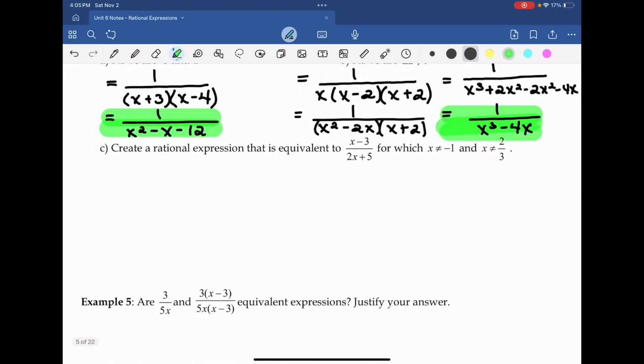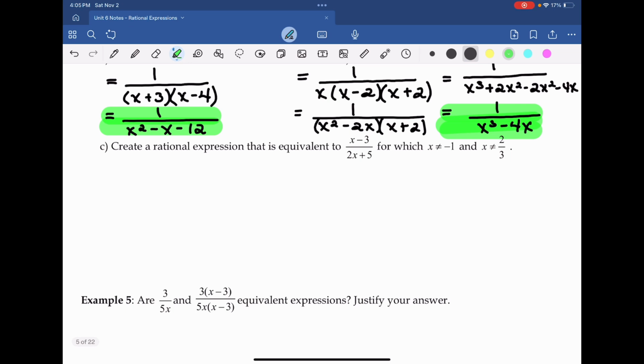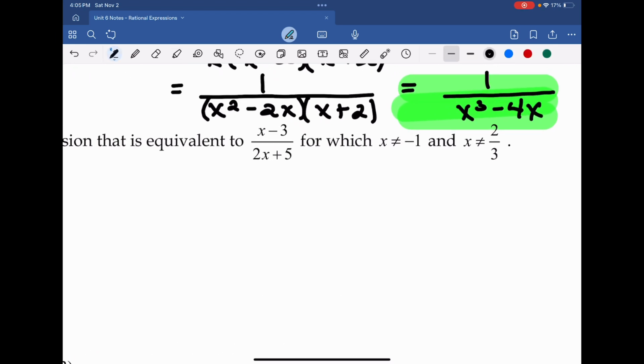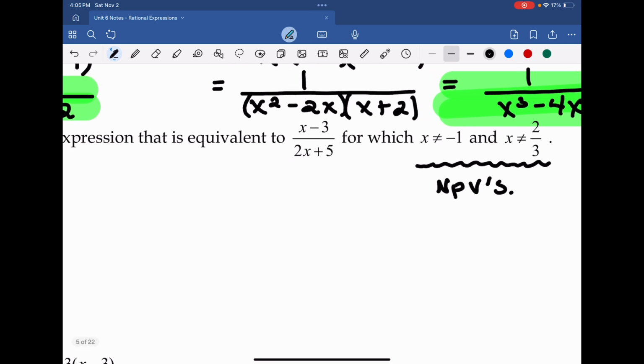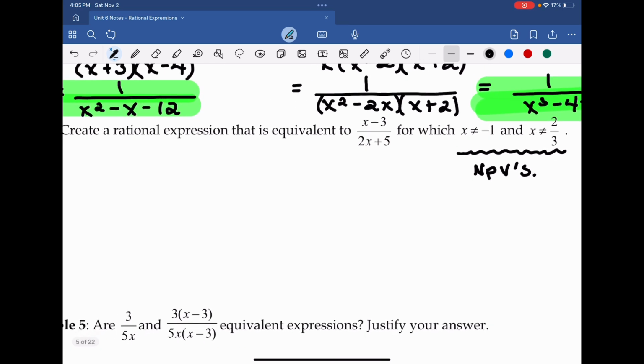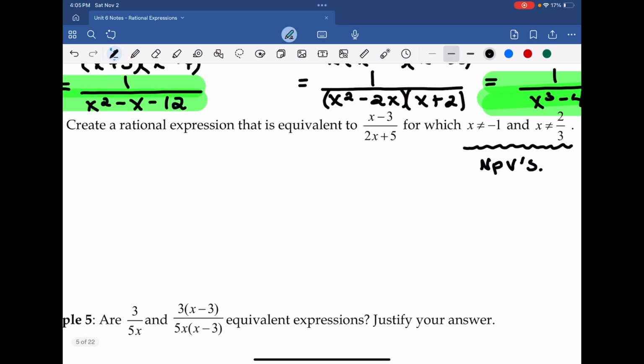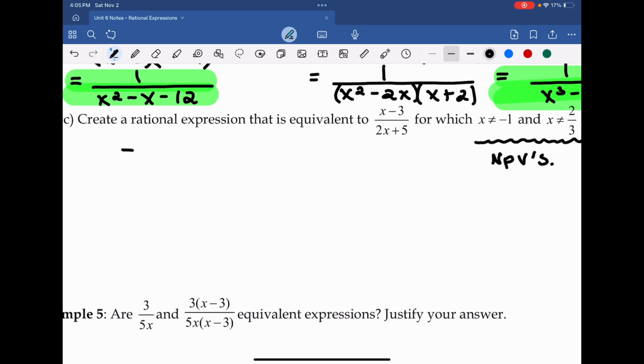Okay, now what if we look at part C? Create a rational expression that's equivalent to x minus 3 over 2x plus 5 for which we have certain MPVs. Well, again, let's do a quick underline here. If they give us where x cannot equal, they're essentially saying these are our MPVs, or the non-permissible values. If those are the non-permissible values, it means those are the factors that were canceled. So let's write a rational expression that is equivalent.